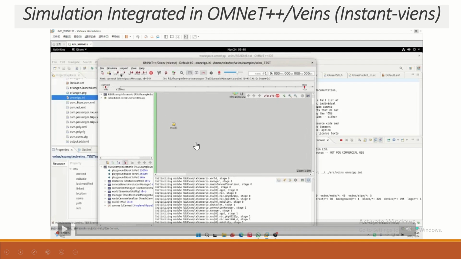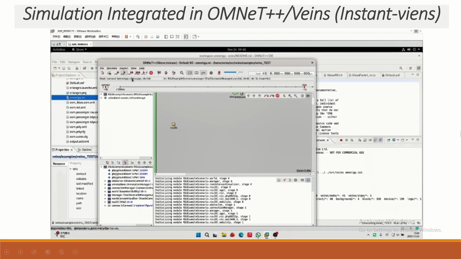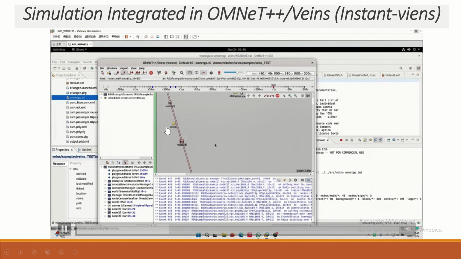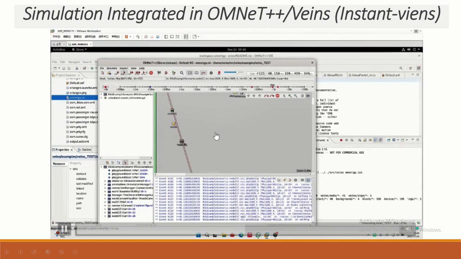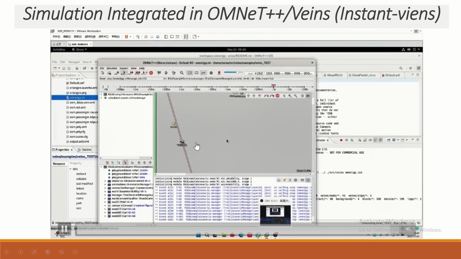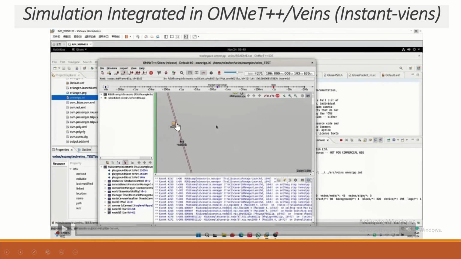So this is a glimpse of our simulation, how it is running. The RSU is placed on the road and vehicles communicate with the RSU for information regarding the traffic lights. Based on the GLOSA algorithm, some vehicles stop at the red light and some vehicles continue running during the green time.